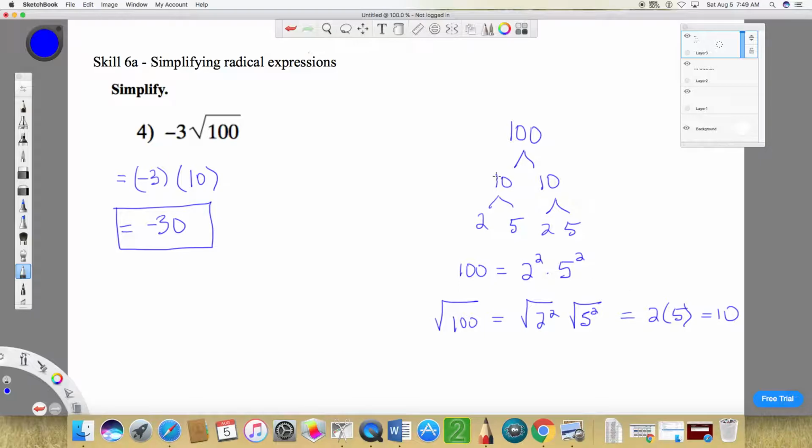So even if you don't recognize the largest perfect square and you break it all the way down, you're still going to get the same answer. It just involves more steps. All right, so let's take a look at number 5.